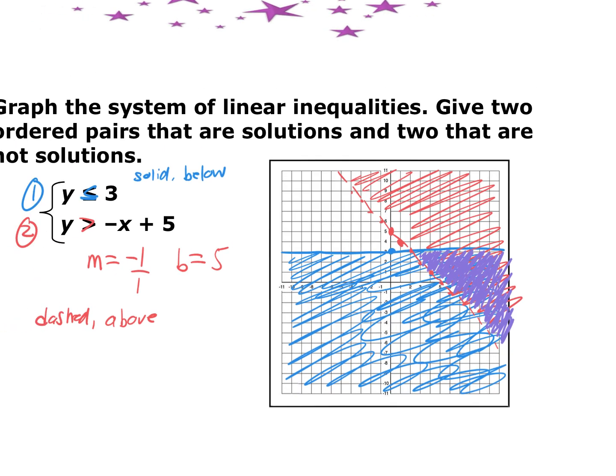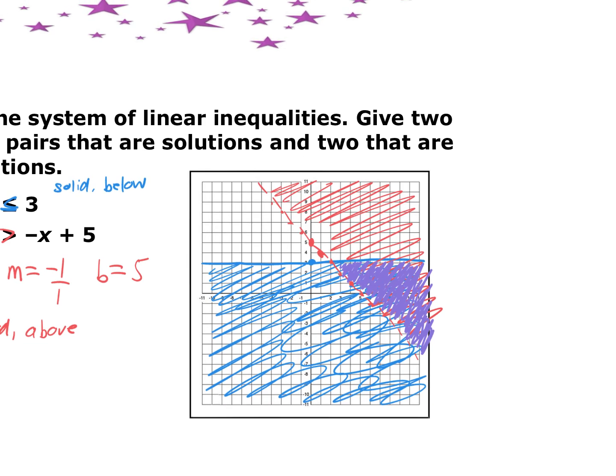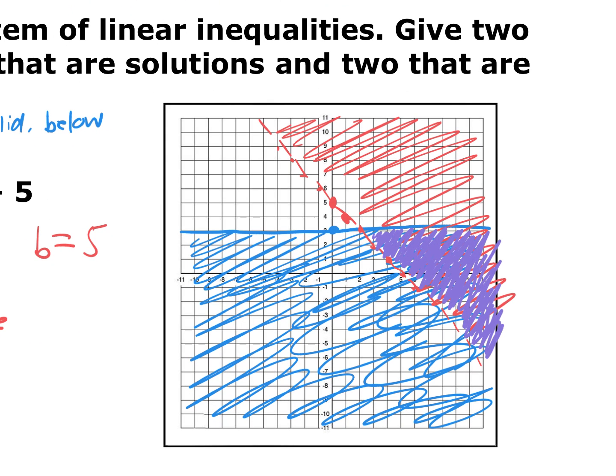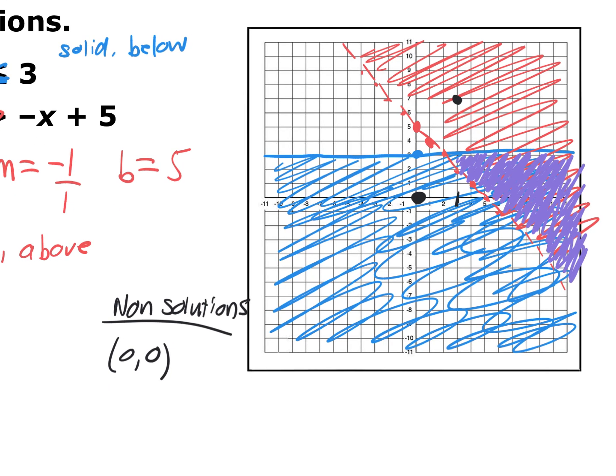And our directions also say to give 2 ordered pairs that are solutions and 2 that are not. So I'll start with the ones that are not. For ones that are only in the blue, I can pick one right here, (0, 0). So these are non-solutions. (0, 0), you can see that it's in the blue region, but it's not in the red. Similarly, I can pick one in the red that's not in the blue right here. That looks like it's at (3, 7). It's in the red, but it's not in the blue.